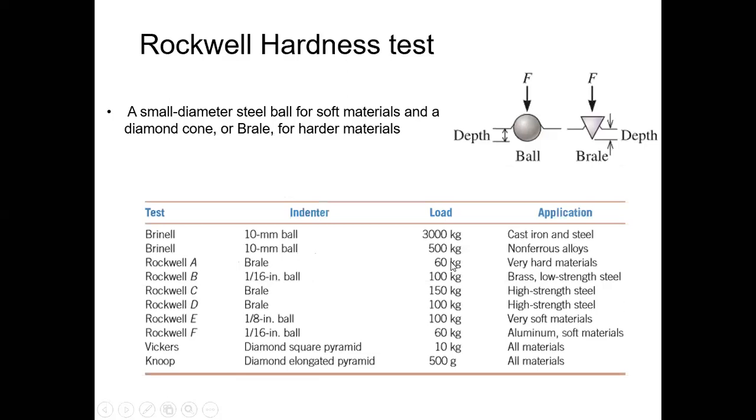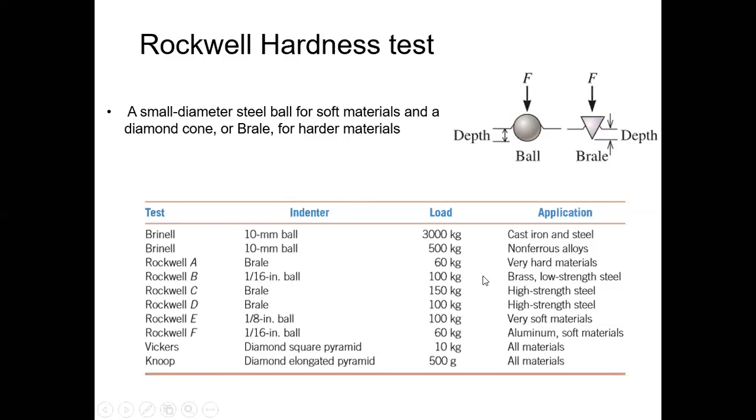right? So actually in the Rockwell test, the indenter we use can be different, right? Based on the material you test, right? I told you in the Brinell test, we use a 10 millimeter ball as the indenter, right? But in the Rockwell test, you see it can be a ball or a Brale like this, right? Depending on the material you test. And also the applied load depends on the material as well as this indenter.